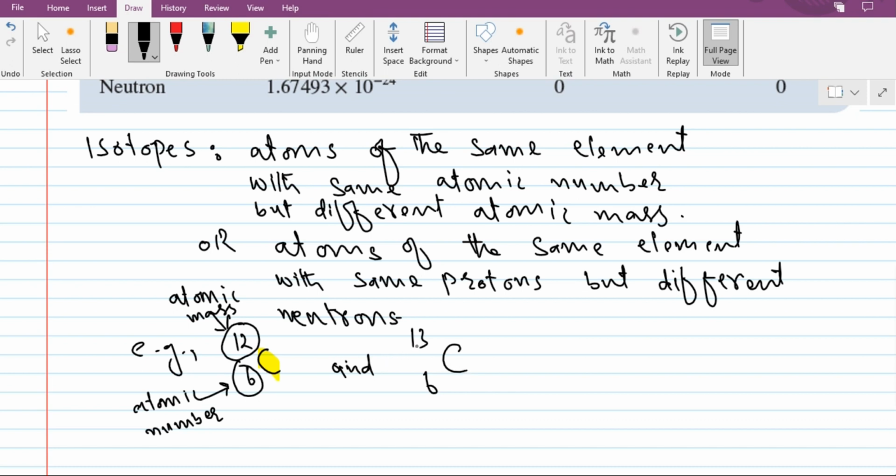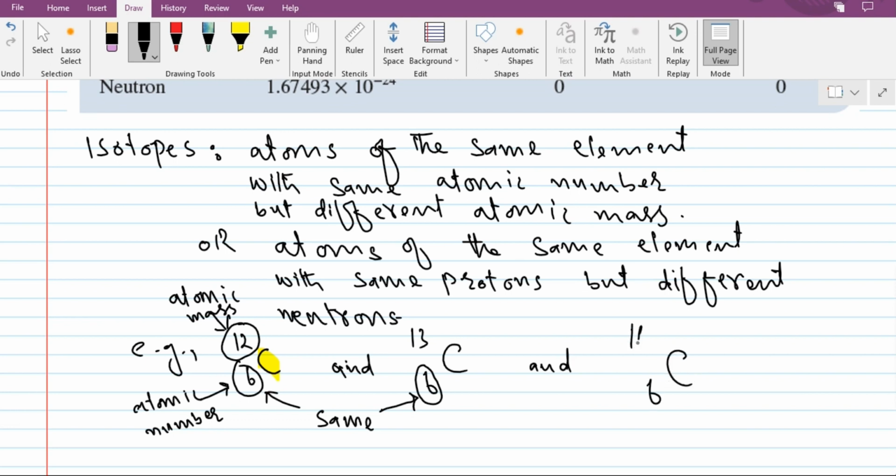If the symbols are different, no need to worry, just focus on their atomic number, which is the main identity of an element. You can see these two are the same, meaning their atomic number is the same, whereas their atomic masses are different. That is why these two atoms belong to the same element. They have the same atomic number, but their masses are different.